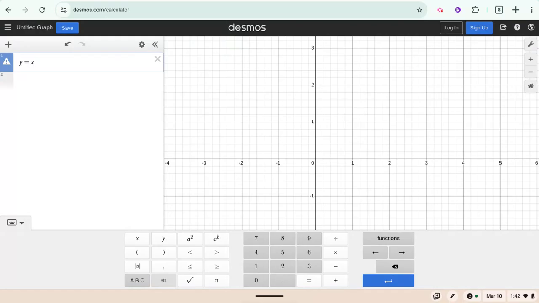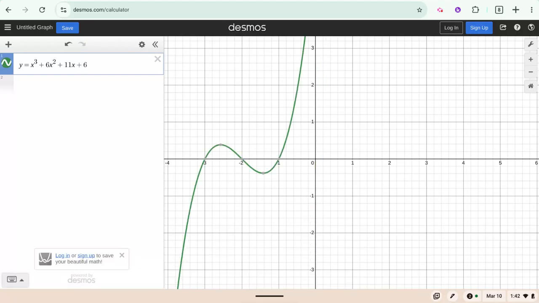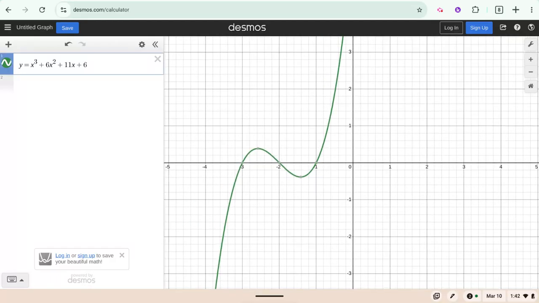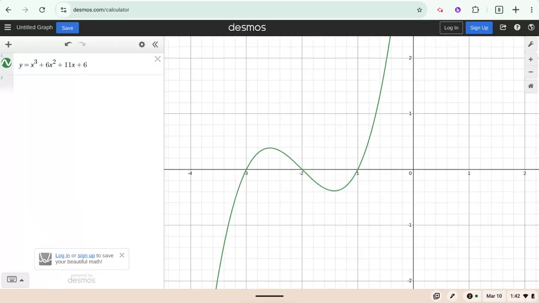So y equals x to the power of 3 plus 6x squared plus 11x plus 6. It crosses the x-axis 3 times, so at negative 3, negative 2, and negative 1. Spread this out a little bit.